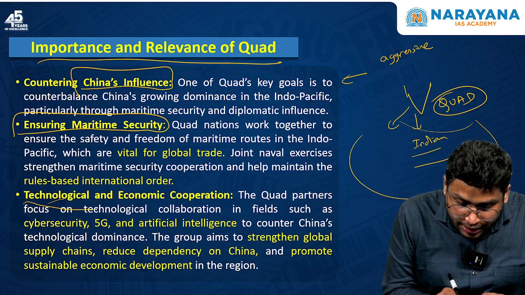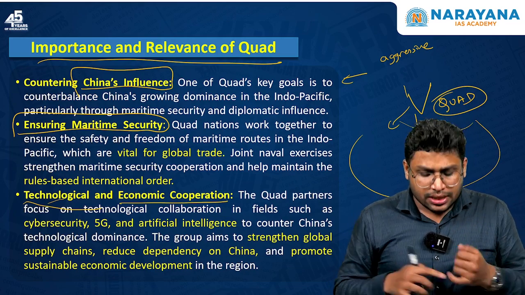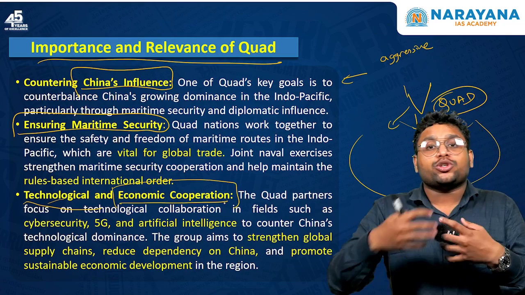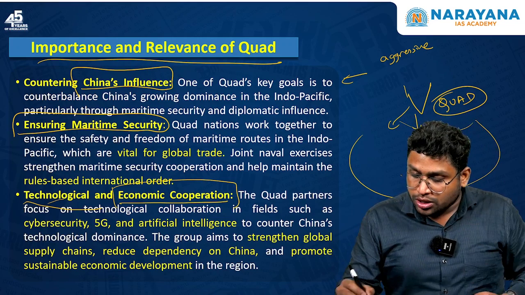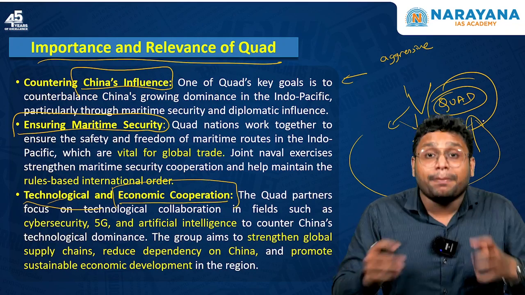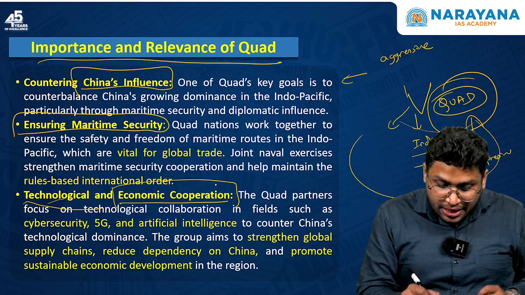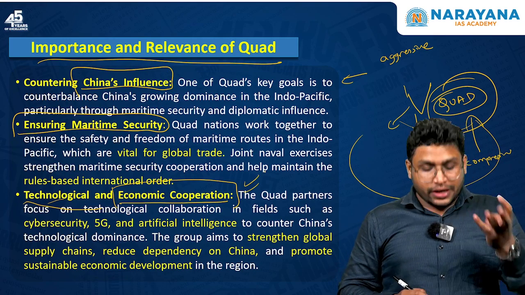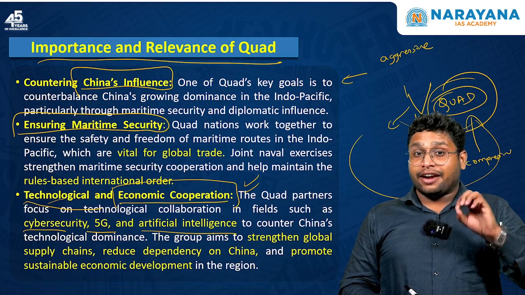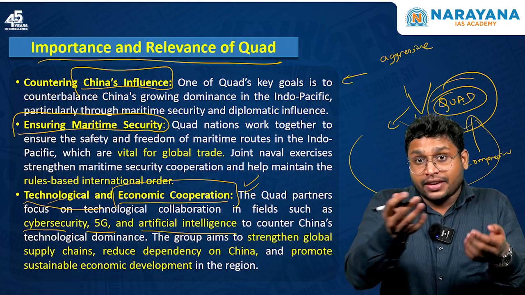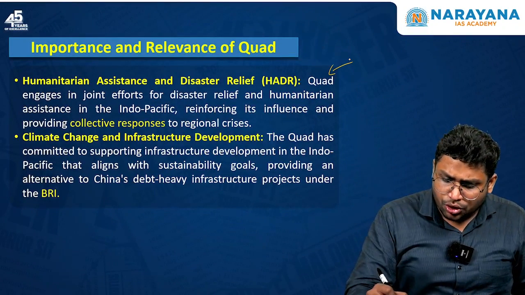Then there is technological and economic cooperation too. See, India needs technologies. India wants that our economy should grow, so we must have some kind of agreements with other countries. And that is possible when Quad becomes a big group and becomes a very comprehensive kind of group which includes economic cooperation too. So we can cooperate in cyber security, 5G, artificial intelligence, and we are already dependent on China. We can reduce that dependency and become dependent on Quad, which is very much good for us.